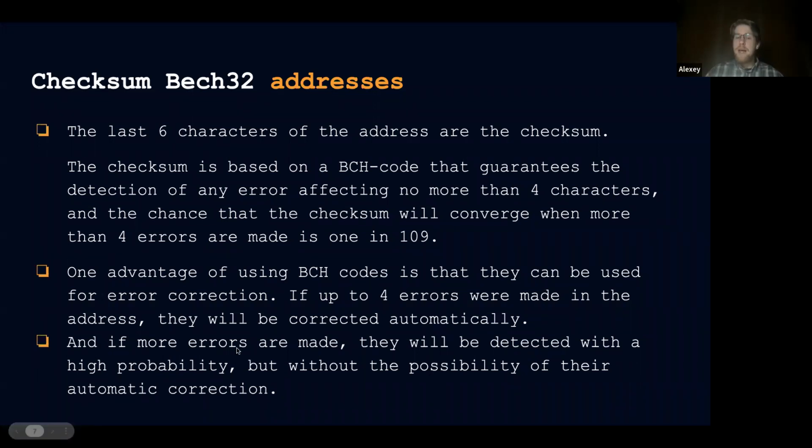And if more errors are made, they will be detected with very high probability, but there would be no automatic correction. So it means you know that there is some error, but it will not correct this error automatically. You will need to request the same address one more time to hope that this time you will get either an address which has not more than 4 errors, or ideally no errors at all.